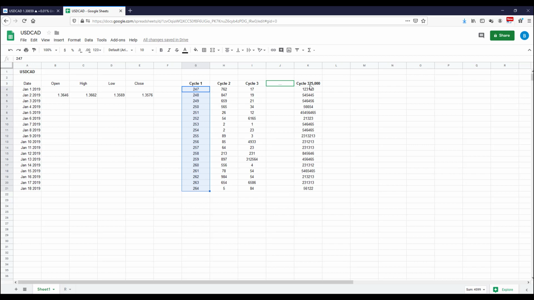And this could take weeks, months, and if you're not doing it right, if you don't know about the principles or the guidelines, this could take you years to figure out. So out of 325,000 cycles, you want to find the top 3.